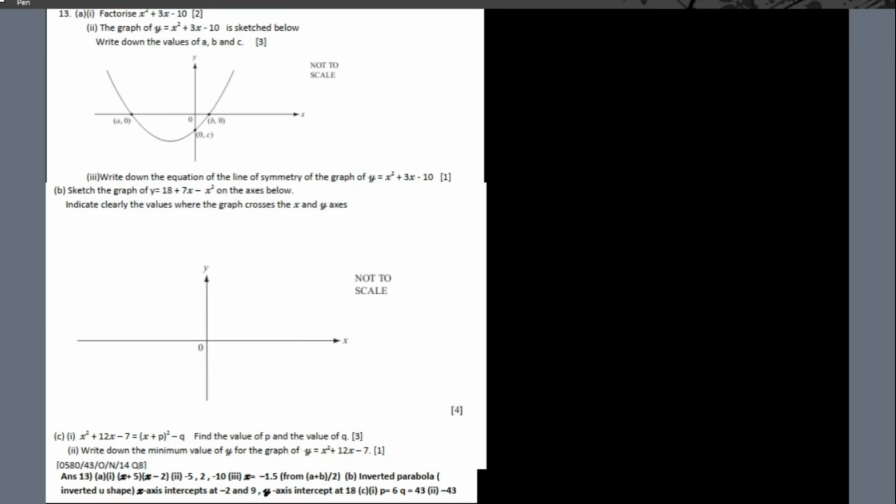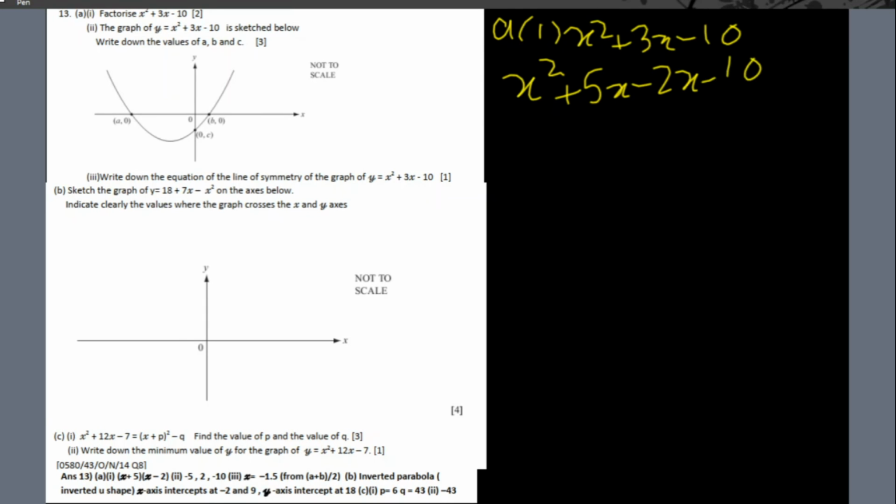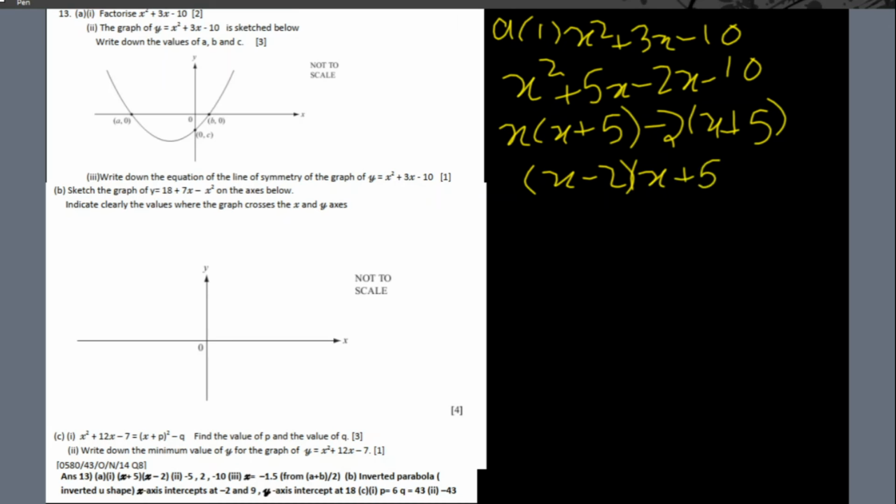Question number 13. Factorize x squared plus 3x minus 10. Part A1: x squared plus 3x minus 10. That should be plus 5x minus 2x minus 10. x common: x(x plus 5), minus 2 common: minus 2(x plus 5), and then we get (x minus 2)(x plus 5).